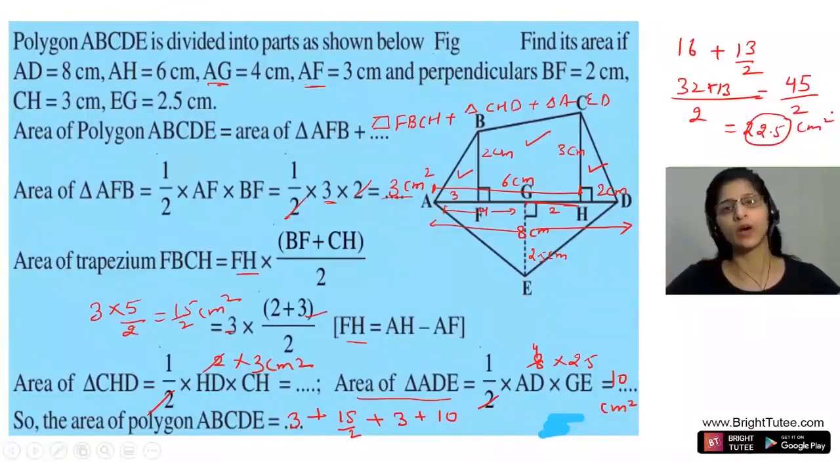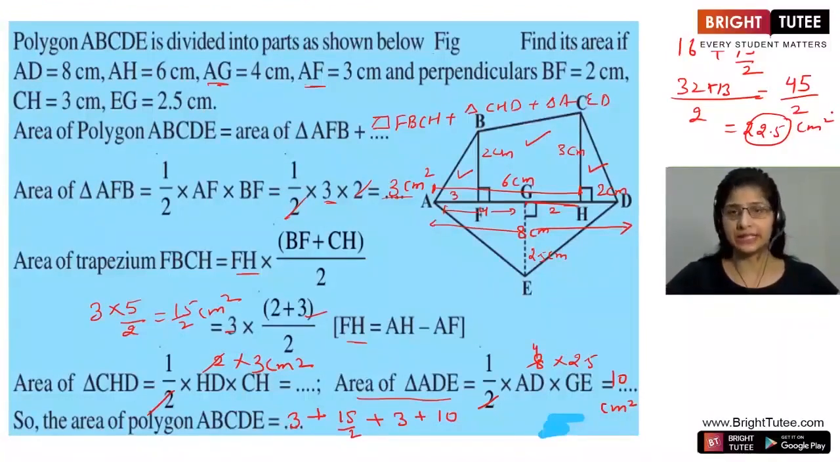This is the area of this polygon ABCDE. Right? So what we have done is divide it into parts of triangles and trapeziums, and then we have calculated the area. So in every question where some polygon is given to us, we are going to divide it into parts like triangles and trapeziums, and then apply the formulas of triangles and trapezium to find the answers.